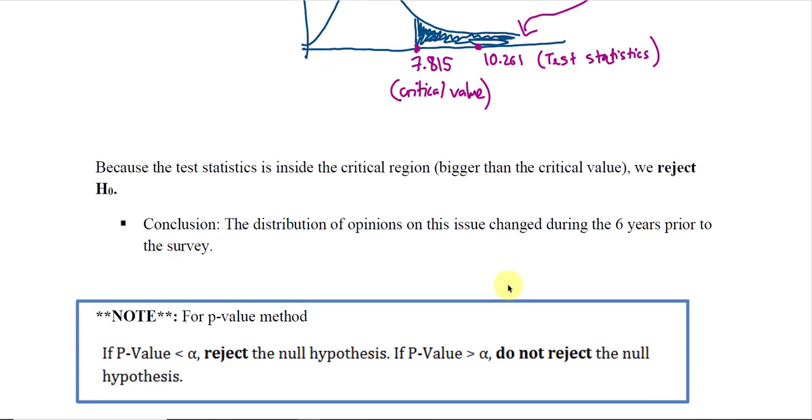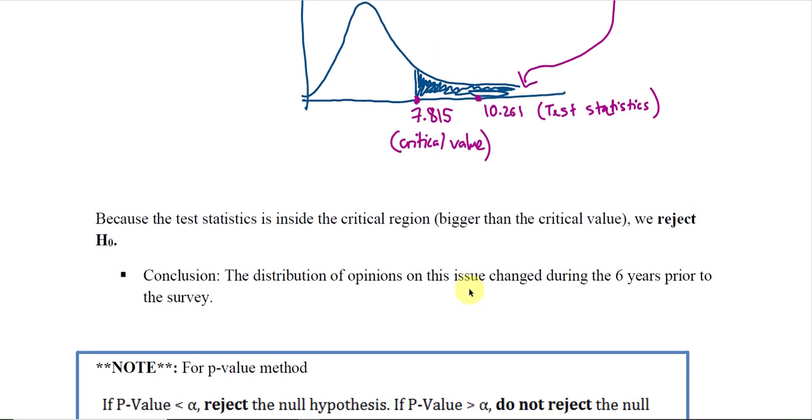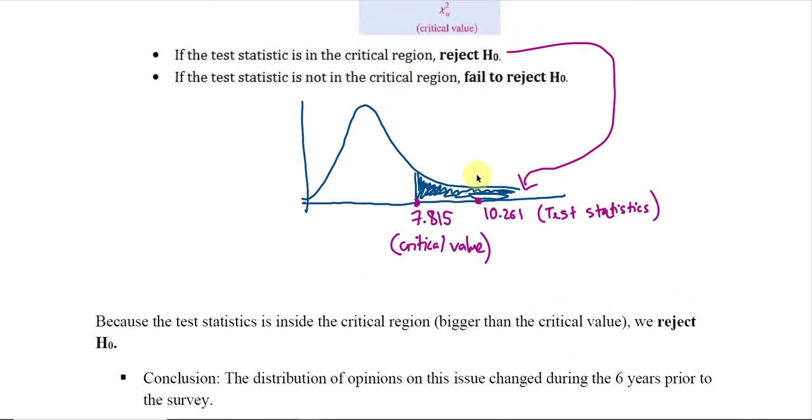Right? They are different. Now, if you are using the TI-84 or Excel, then we are also able to find the p-value. And the p-value method is very simple. If the p-value is less than alpha, we reject the null hypothesis. If the p-value is bigger than alpha, we do not reject the null hypothesis. Now let's use a TI-84 and confirm that we get the same conclusion as the critical value method.